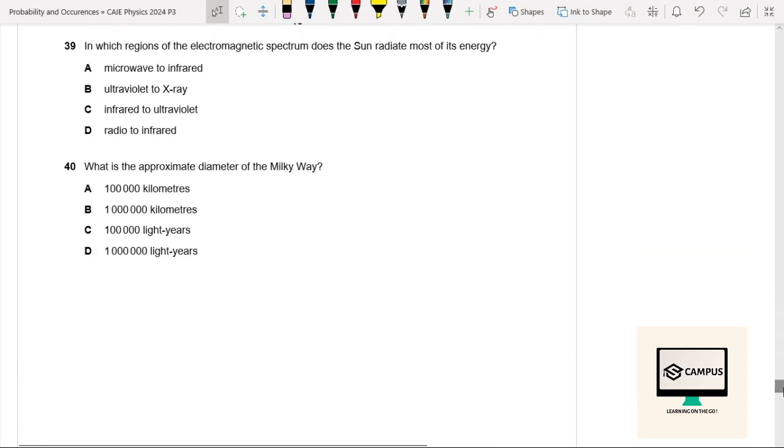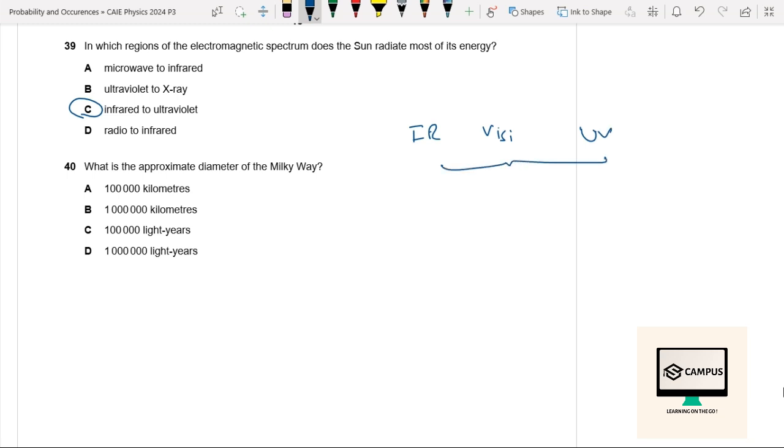Question number 39. In which region of the electromagnetic spectrum does the sun radiate most of its energy? Well, we can recall the chapter. It's the infrared to ultraviolet region. Obviously, it covers the IR region, infrared, then there's the visible region, then there is the UV region. So this is the region where the sun radiates most of its energy.